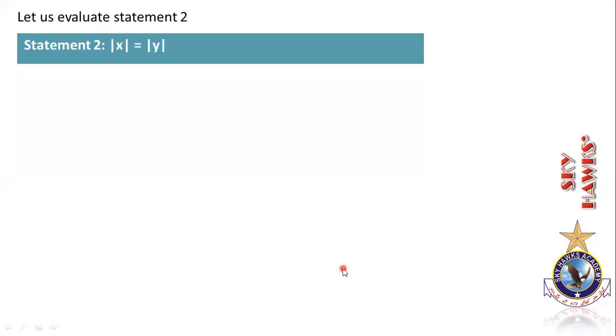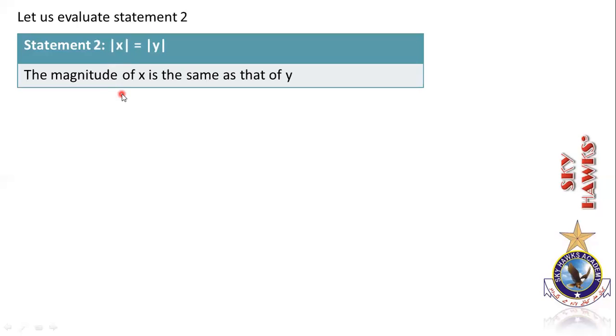Let us evaluate statement two. First we talked about all these possibilities, we have the three options there. Statement two is that mod x is equal to mod y. The absolute value of x is equal to the absolute value of y. The magnitude of x is the same as that of y. So when we are talking about the absolute value, at the end the answer must be the same. Am I right? This is the mathematical meaning of it.